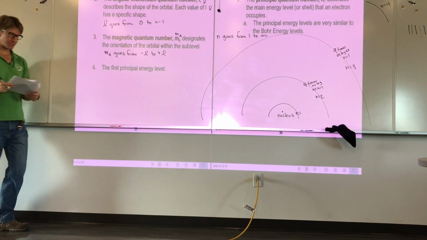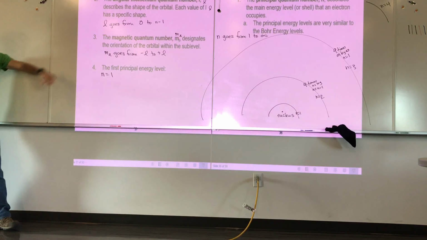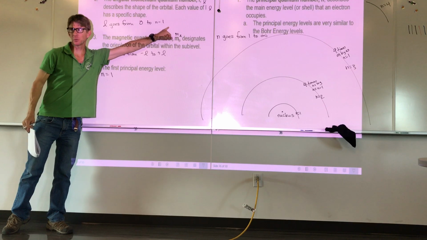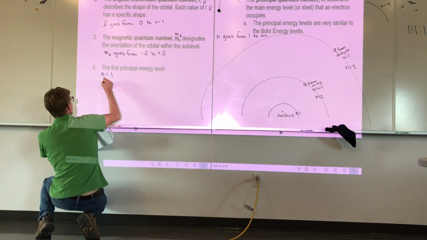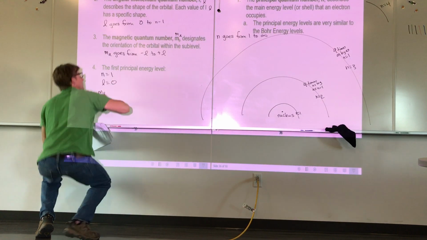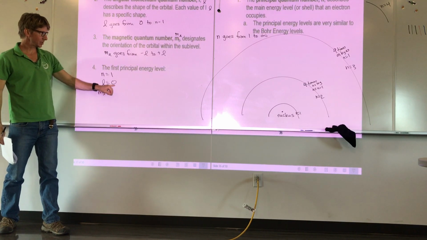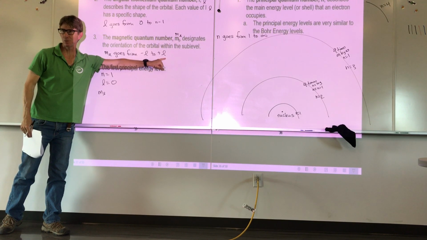The first principal energy level, n equals 1. L goes from 0 to n minus 1, so 1 minus 1, 0. m sub L goes from minus 0 to plus 0. This is not a math class. Minus 0 and plus 0 are not different things. They're both 0.